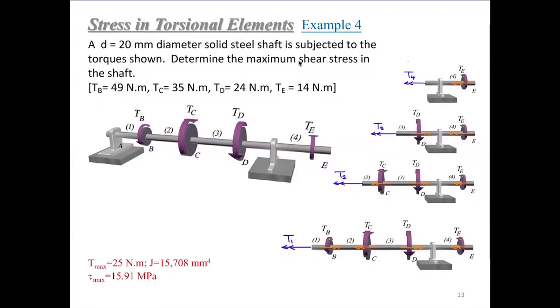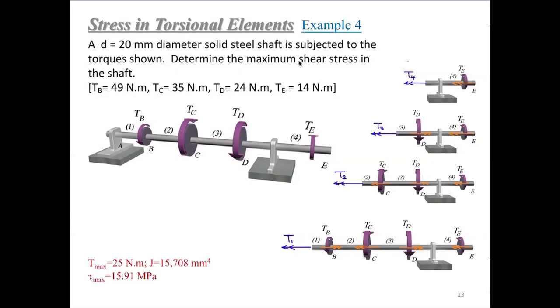And example 4 will need all of these steps to do the stress analysis in this torsional element. Here in example 4, a D equals 20 millimeter diameter solid steel shaft is subjected to the torques shown in this figure. This is very similar to the previous example we used to illustrate the process. Determine the maximum shear stress in this shaft.